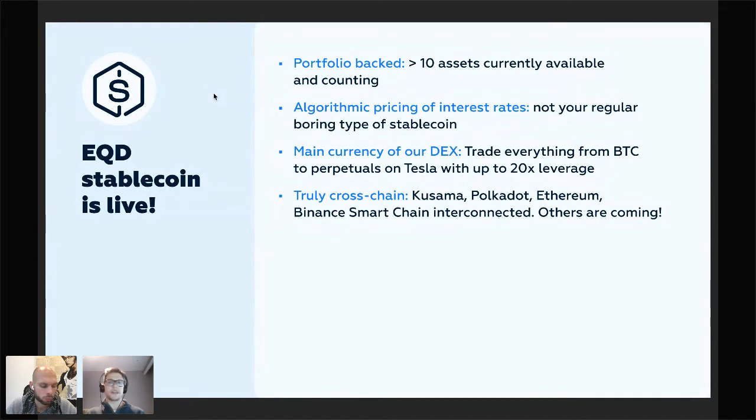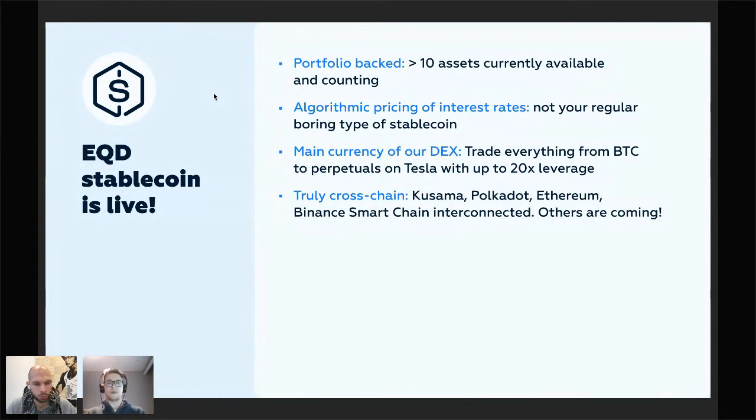It will be the main currency of our decentralized exchange. As we talked about on our community call last time, we'll be launching first products like a Bitcoin pair and an Ethereum pair against our EQD stablecoin. And users will enjoy up to 20x leverage on our DEX when trading those assets against EQD.